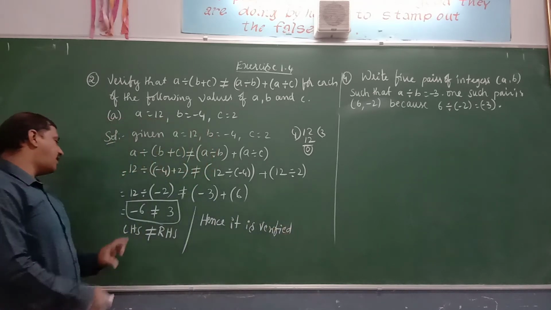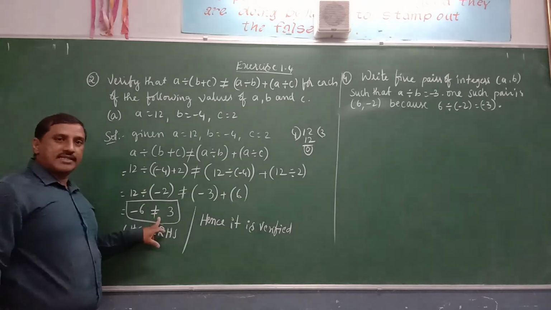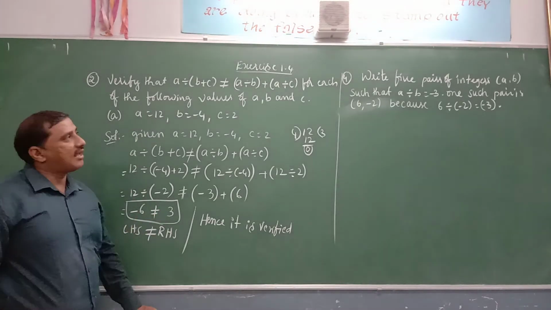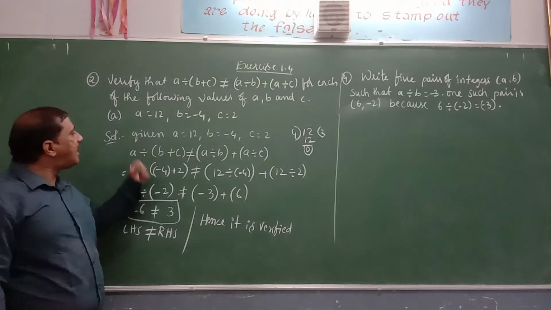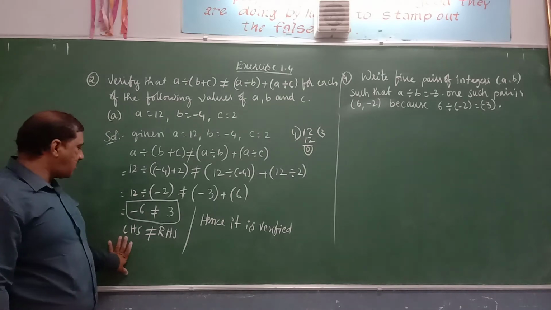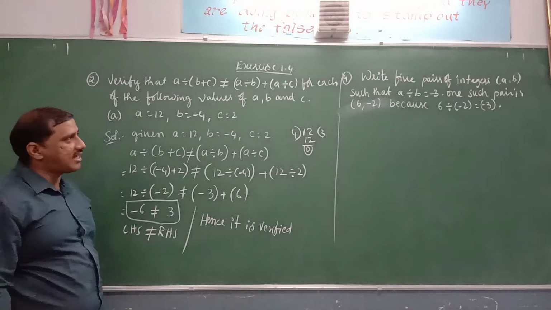Minus 6 is not equal to 3. Therefore it is verified. It is verified for any three integers a, b, c when their values are given. LHS is not equal to RHS, and hence it is verified.